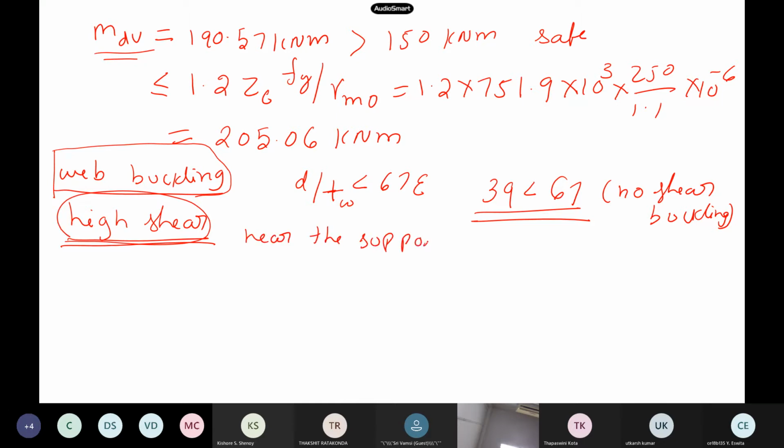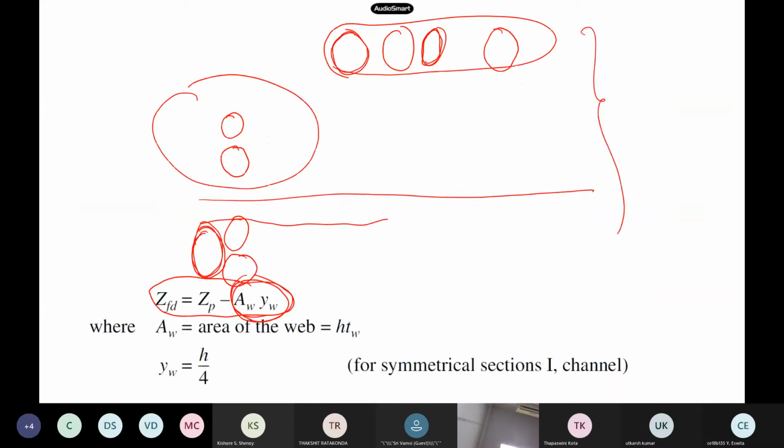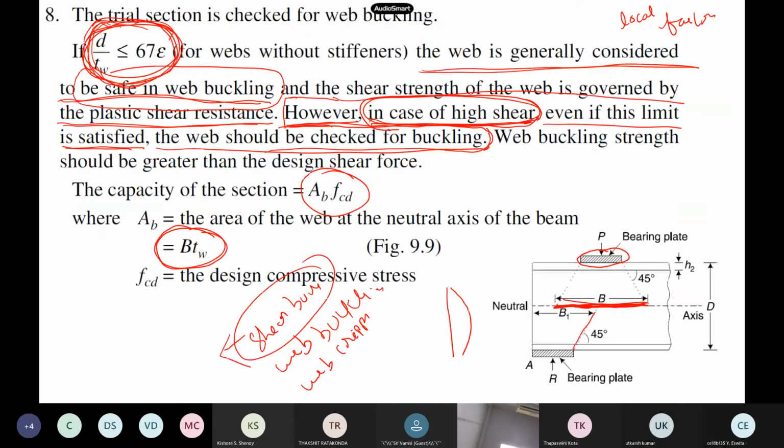Now, what is the most important thing when you want to check near the support? So this is my beam, my I beam, this is my I section. Near the support, what should you assume? You remember that figure also. You have to assume this bearing width. The bearing plate has to be mentioned.